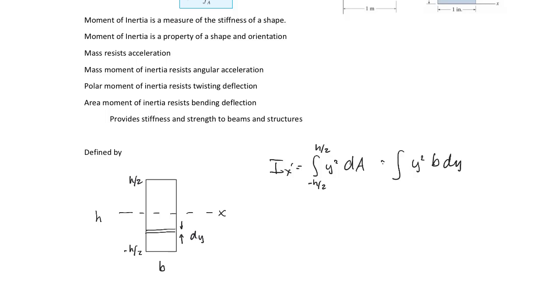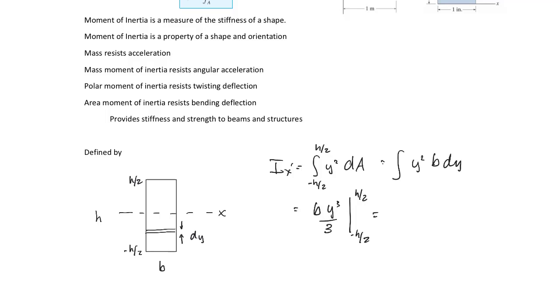And I know that the base here is a constant, so I can just factor that out. So that's going to be b. And then integrating y squared, I get y cubed over 3. And I want to evaluate that from minus h over 2 to positive h over 2, y here being the variable.